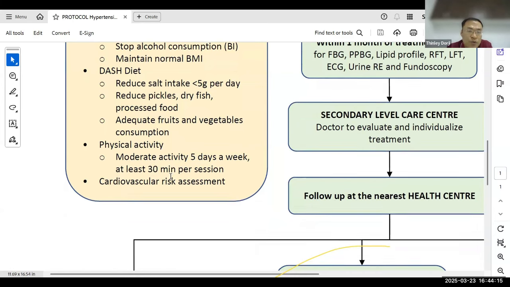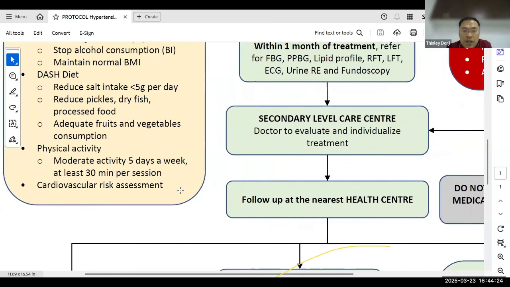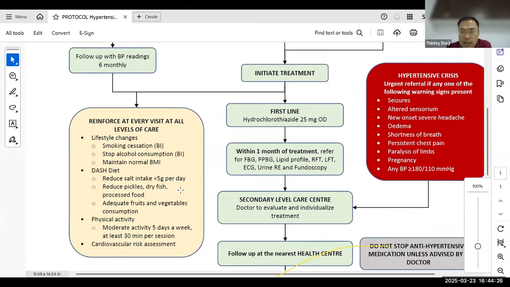In addition to that, you should always do a cardiovascular risk assessment and then intervene based on that. The cardiovascular risk assessment is a separate session that I'll provide to you tomorrow or the next day.